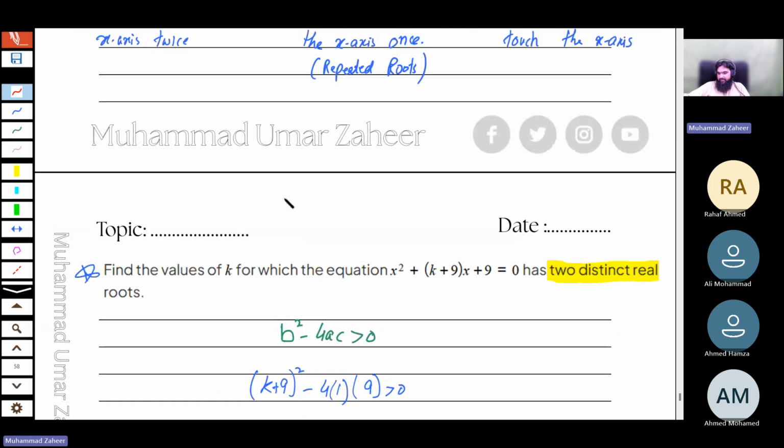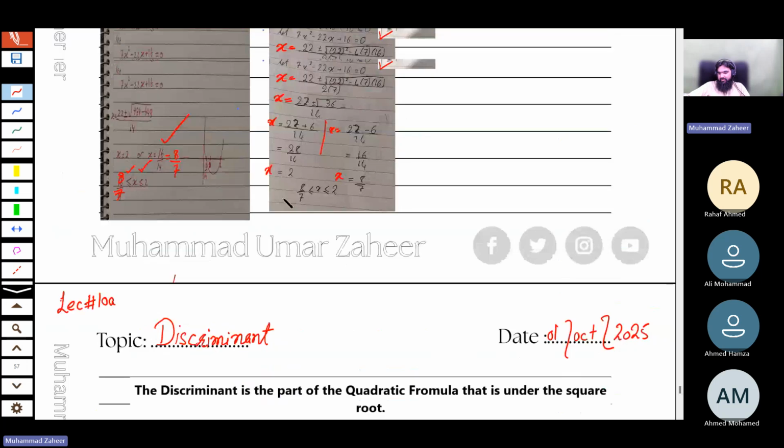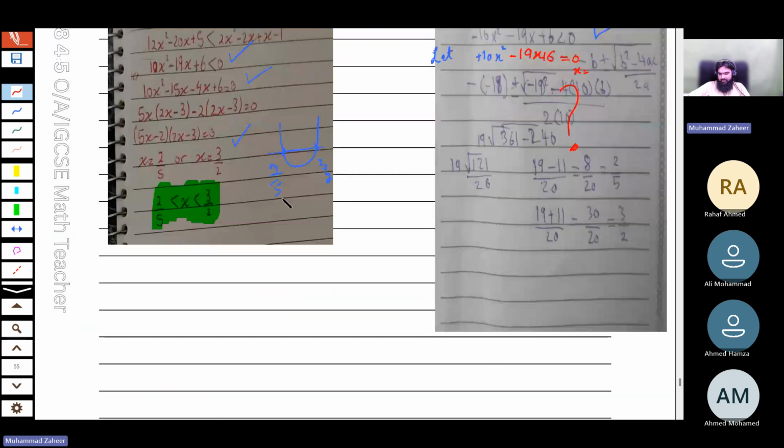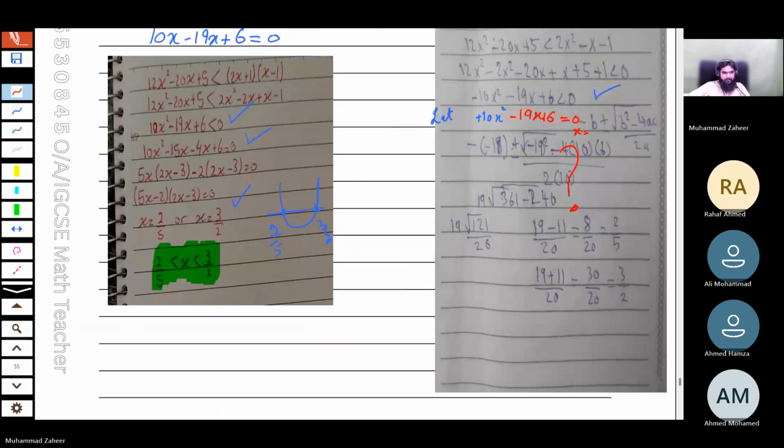All right, everyone. Does anyone have a question about how we are going to solve the discriminant questions and how we are going to solve the quadratic inequalities? Does anyone have a question here? I'm asking if you have any question or any difficulty about these types of questions. No, mister, there's no difficulty. All right.